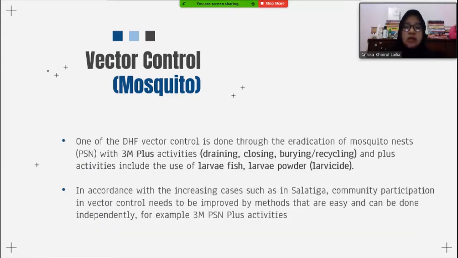One of the DHF controls is done through the eradication of mosquito nests, or what we usually know as PSN, with 3M activities, which are draining, closing, and burying or recycling, and closing activities include the use of larvae fish, larvae powder, or larvicide. In accordance with the cases, such as in Salatiga City, community participation in vector control needs to be improved by methods that are easy and can be done independently, for example, 3M PSN plus activities.